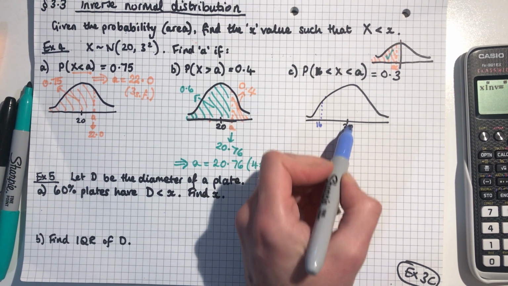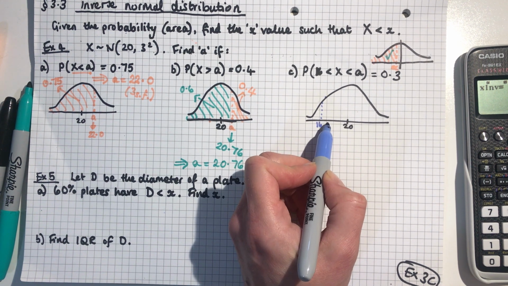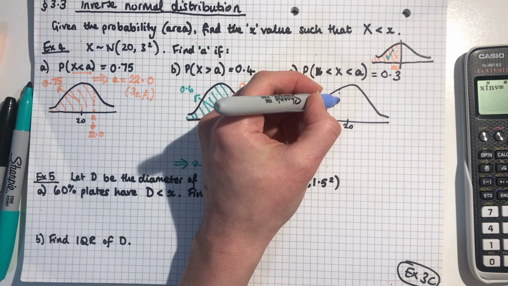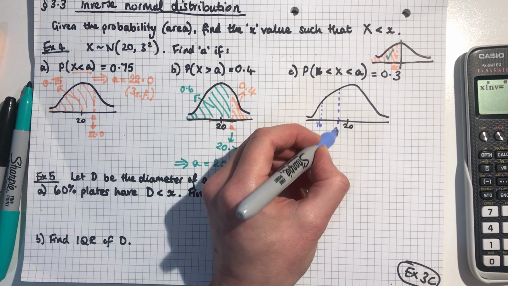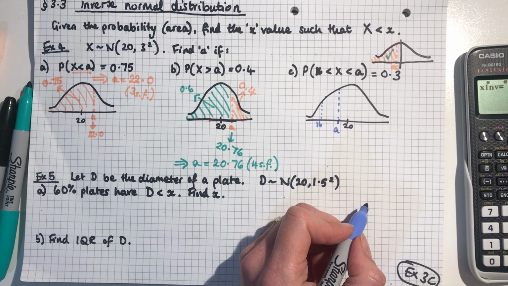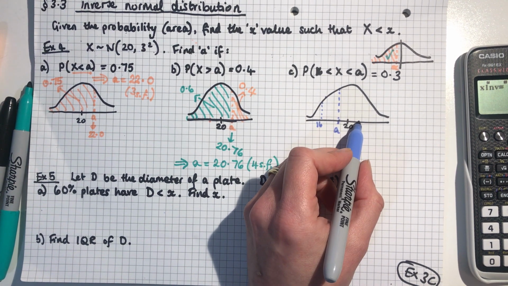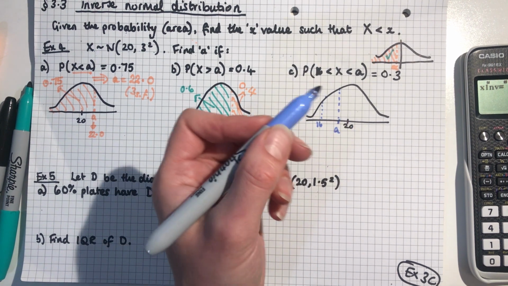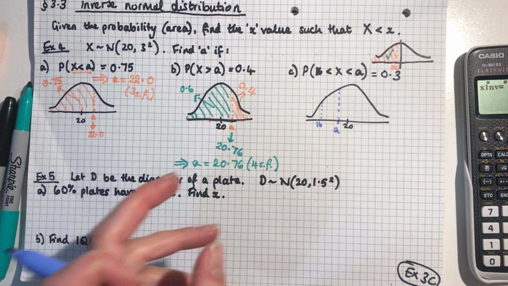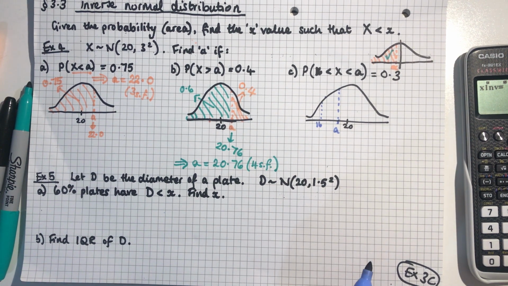From 17 up to 20, we're dealing with an area of 0.3. I'm banking on this value A being less than 20. Now, it doesn't really matter whether or not you draw A to the right of 20. All you'll find is that when you work it out on the calculator, you'll get the correct answer and you can amend your diagram. So don't worry too much about having to guess where A is located in this case.